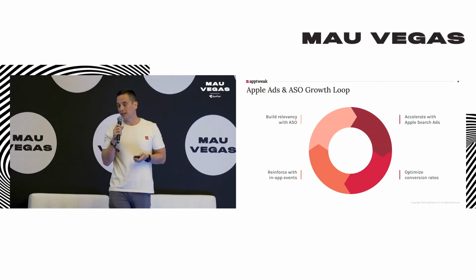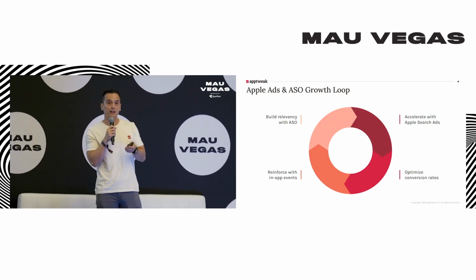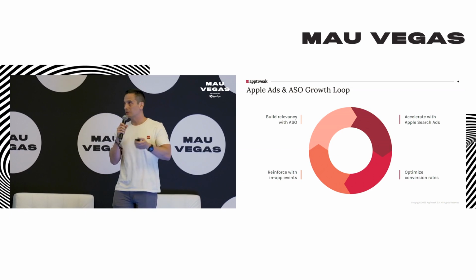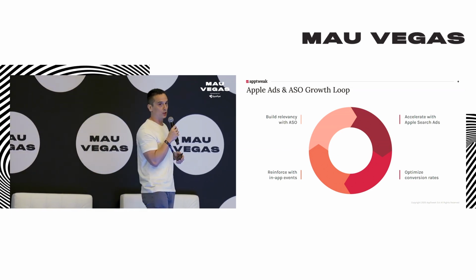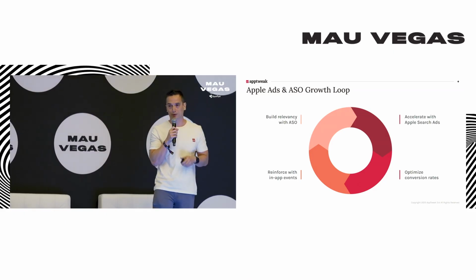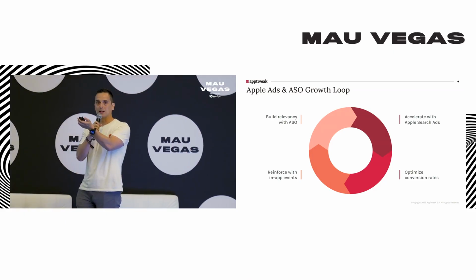So there's an Apple Ads and App Store optimization growth loop. So how much you bid on a term, in part, will be determined by how relevant you are for that term. And part of that relevancy is determined by your organic rankings. And we kind of know your organic rankings are determined by your velocity of downloads and conversion rate for a term. So you turn on your Apple Ads campaign, you bid on a keyword, your velocity of downloads go up.